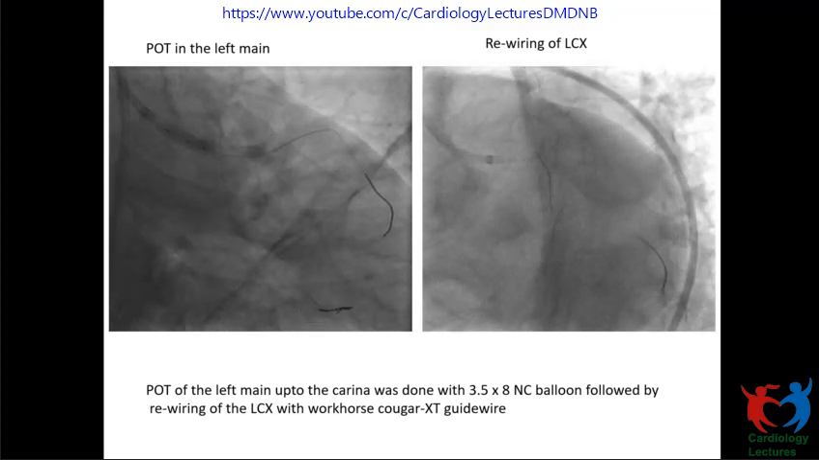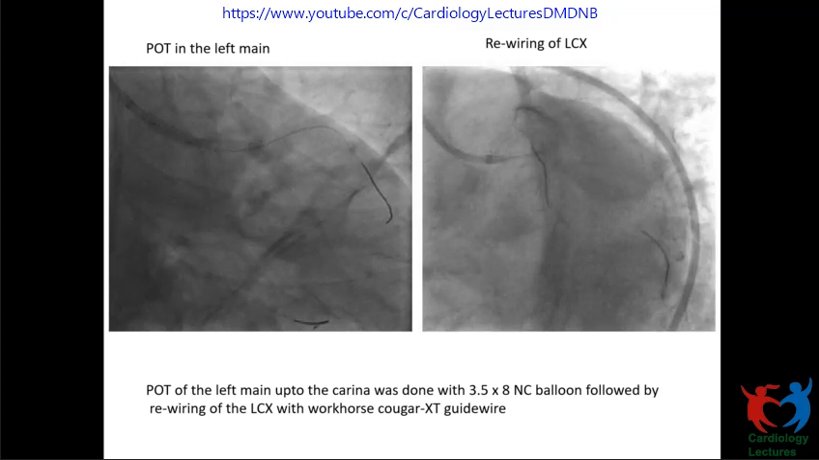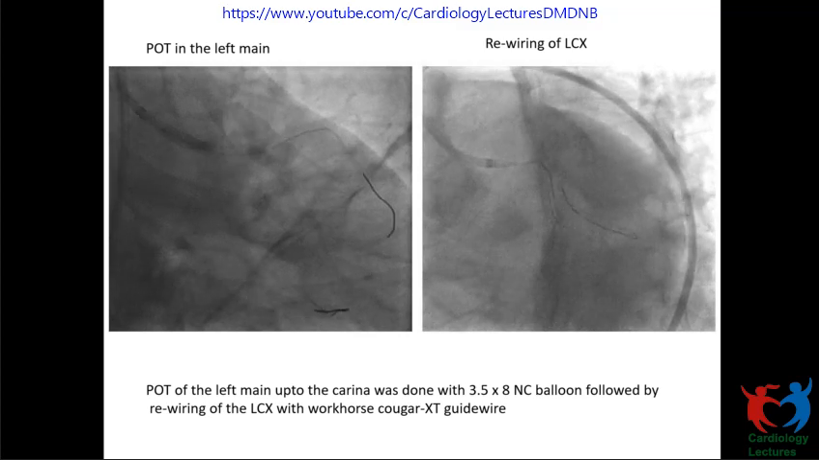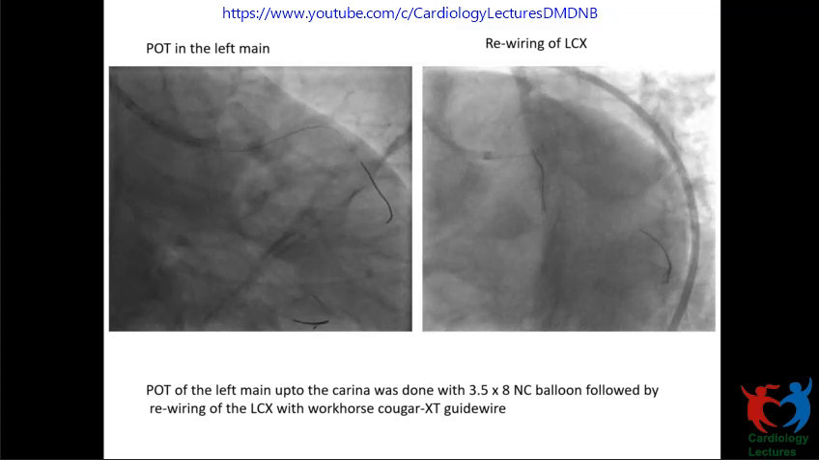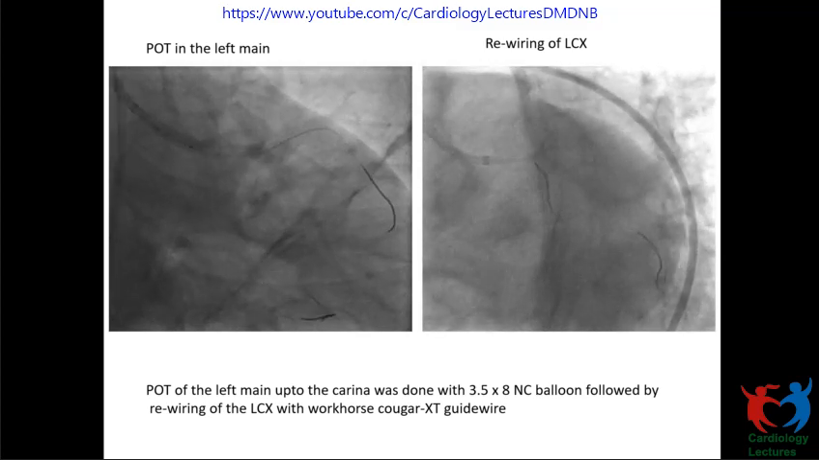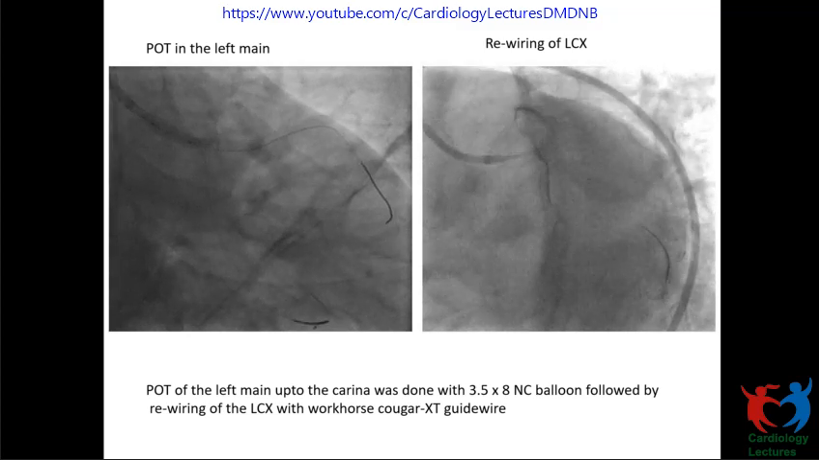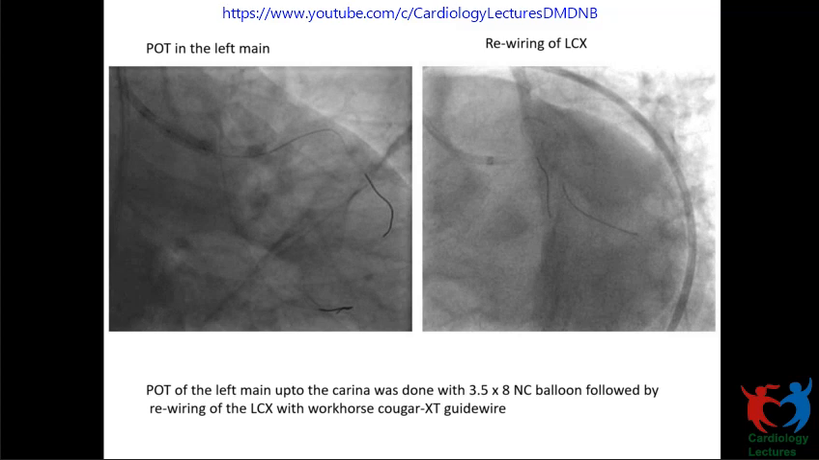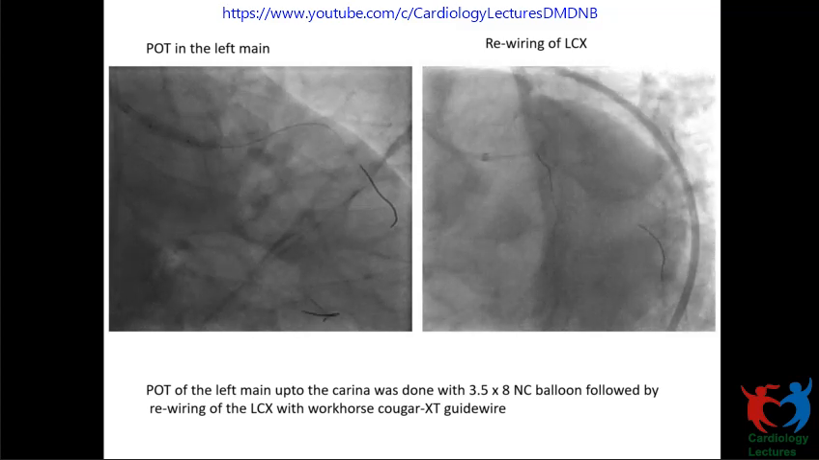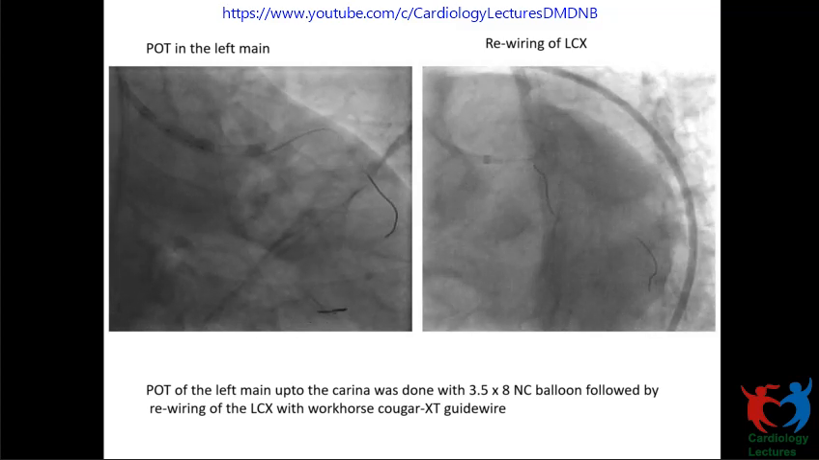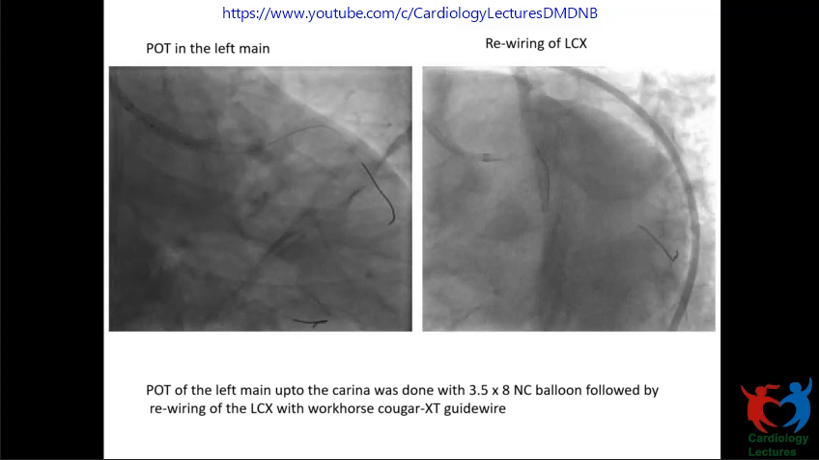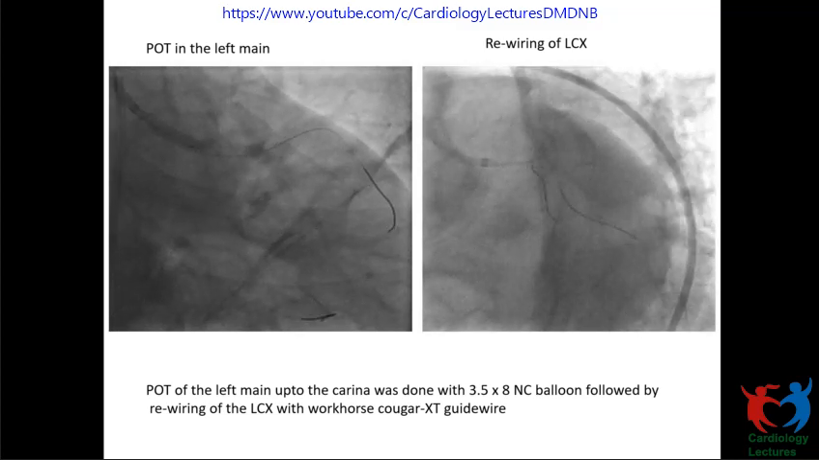I agree with you, madam. But because the stent was 3.5, we thought it was ideal to take a 3.5 and do the POT. If the wire has any difficulty going into the LCX, we can definitely upgrade to a 4 balloon. And the final POT, which we will do, should be 1:1 with the vessel, that is the 4 balloon. So here we did the POT with a 3.5 into 8 NC, and then it was easy to recross the LCX.